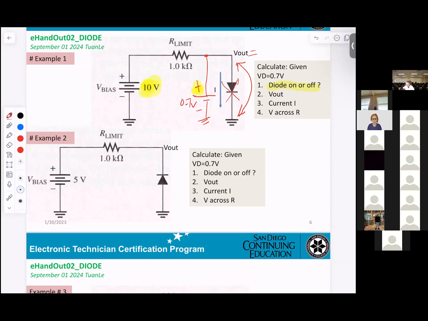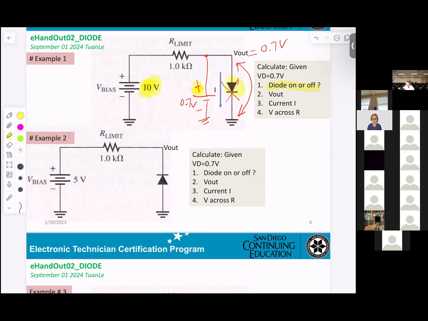Mr. Pham, didn't you say that when you first start the problem, you have to determine the drop? You put 10 volts at the top and then go 10 minus 0.7, and that's how you find out if it's on or off. Can you re-explain that part? No, that's a very simple thing. You have a diode, correct? Correct. Right here.